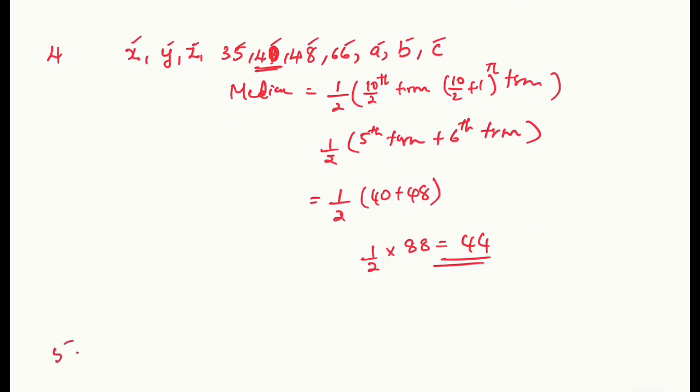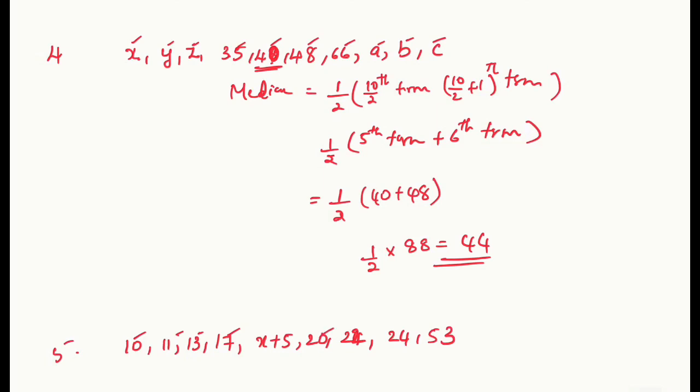Coming to the 5th question. The median of observations 10, 11, 13, 17, x plus 5, 20, 20, 22, 24 and 53, arranged in ascending order, is 18. Let me write down the values. The median is given to you as 18.